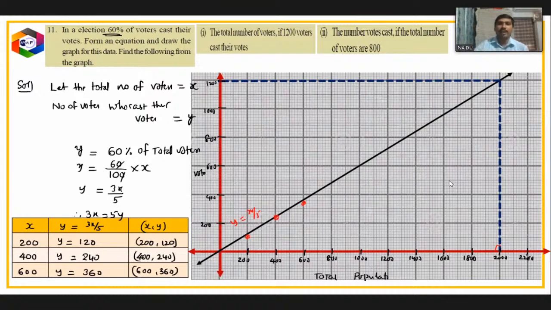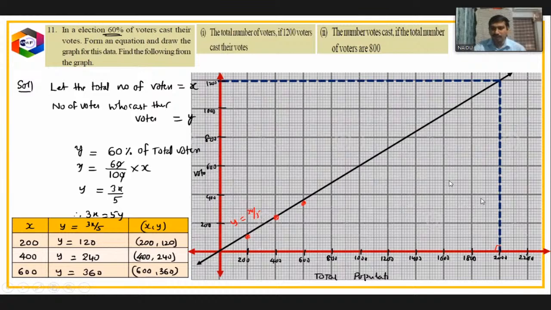So what is the second question actually? The number of voters who cast their vote if the total number of voters is 800. Total is 800 this time. How many cast their vote? That means here at 800 we have to draw a line. So where it intersects the y-axis, that we have to observe.